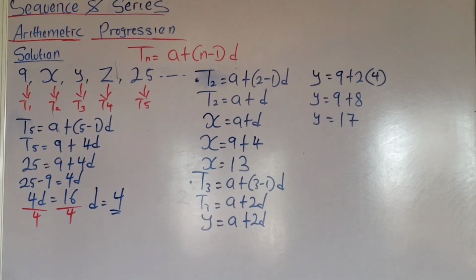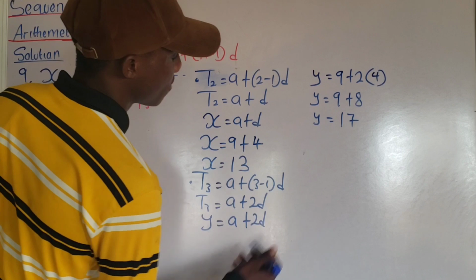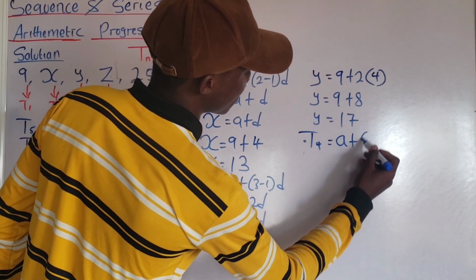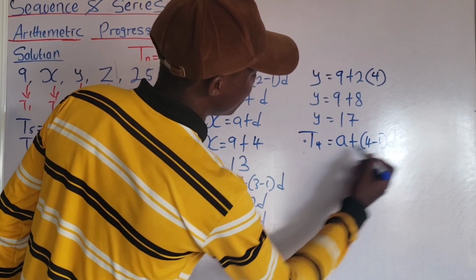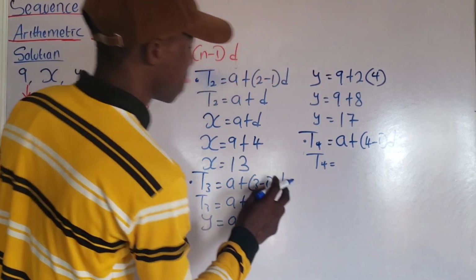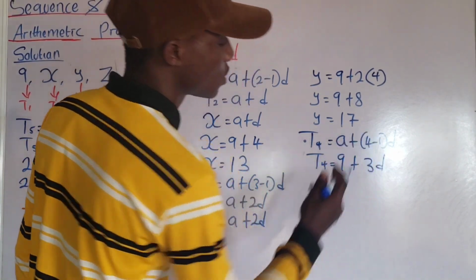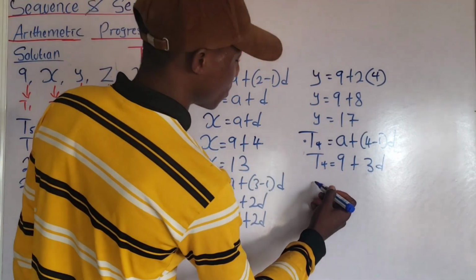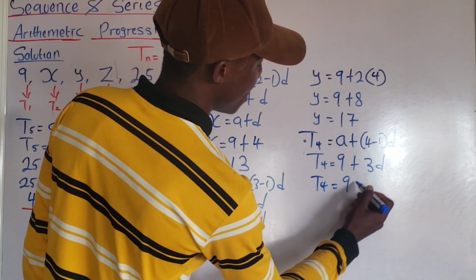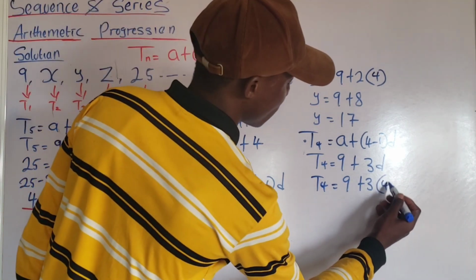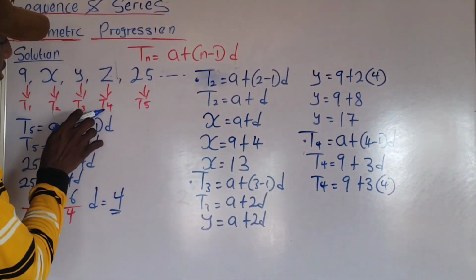Now let's determine the value of Z. Z is the fourth term. Z is T4, and T4 is the fourth term. So the fourth term is equal to A plus (4 minus 1) multiplied by D. A is 9, so I'm going to have 9 plus 3D, because 4 minus 1 is 3, and 3 times D is 3D. So T4 is equal to 9 plus 3 multiplied by D. D is 4, so multiplied by 4. So T4 is Z.